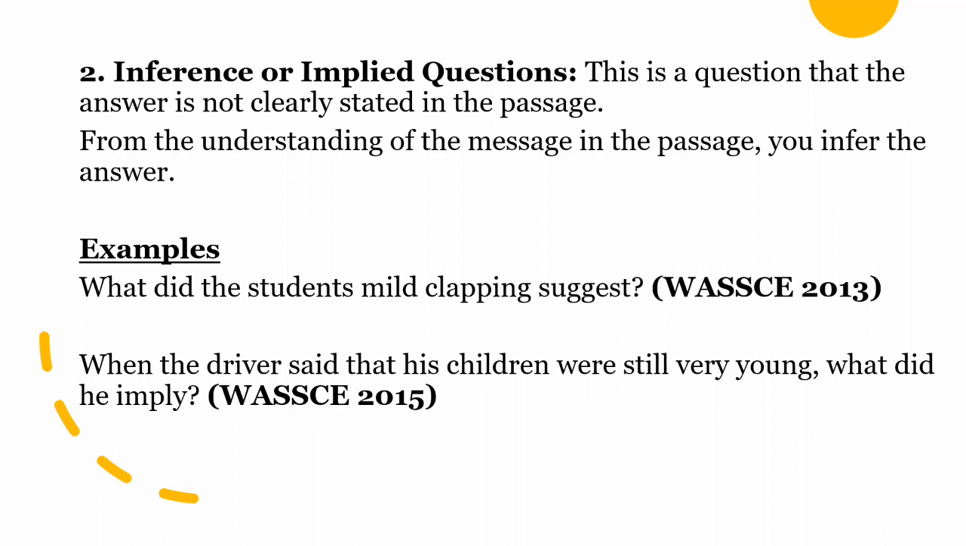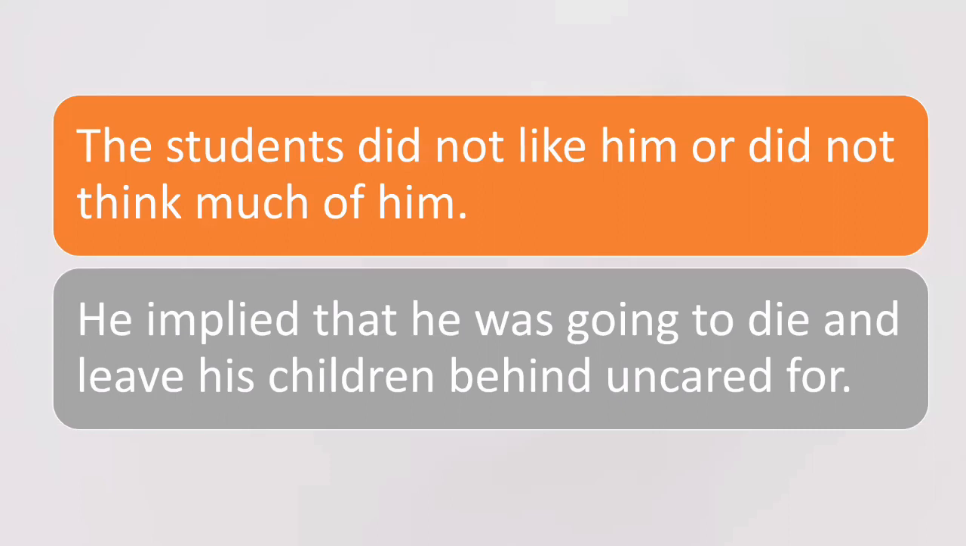And the question says, when the driver said that his children were still very young, what did he imply? The answer is not clearly stated, but from the understanding of the passage, you can infer the answer. For the first one, the mild clapping, the students did not like him or did not think much of him. The second answer, he implied that he was going to die and leave his children behind uncared for. From the passage, you infer the meaning. You imply what the person is talking about.